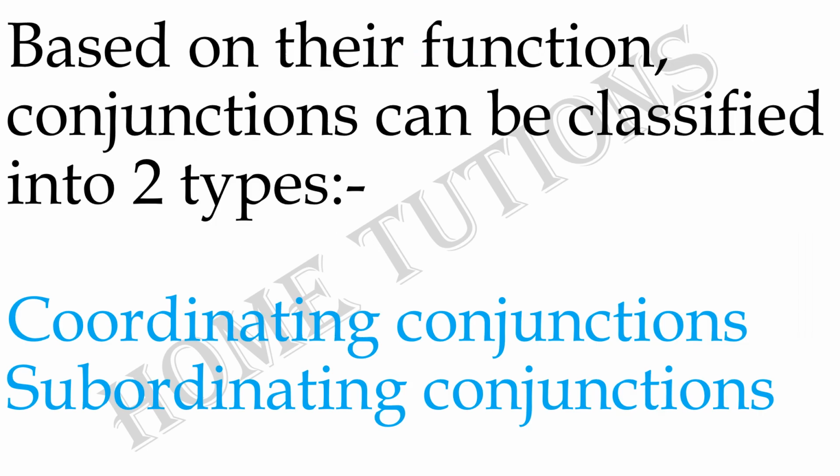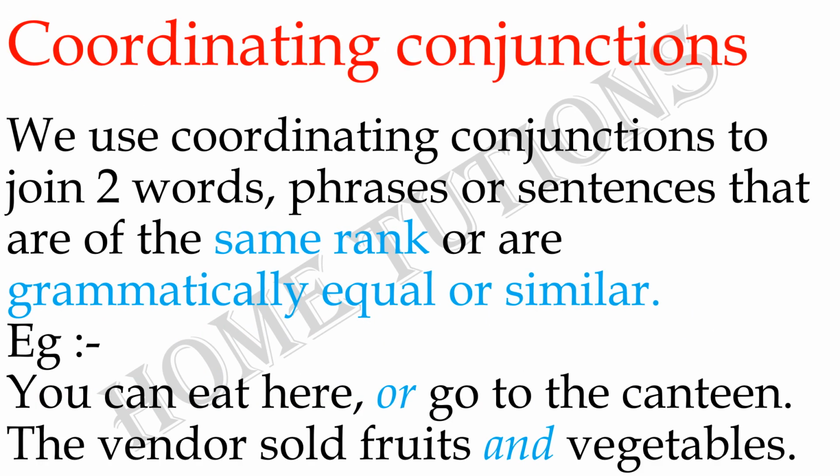Based on their function, conjunctions can be classified into two types: coordinating conjunctions and subordinating conjunctions. Coordinating conjunctions: we use coordinating conjunctions to join two words, phrases, or sentences that are of the same rank or are grammatically equal or similar. Let's see an example. You can eat here or go to the canteen. The vendor sold fruits and vegetables.